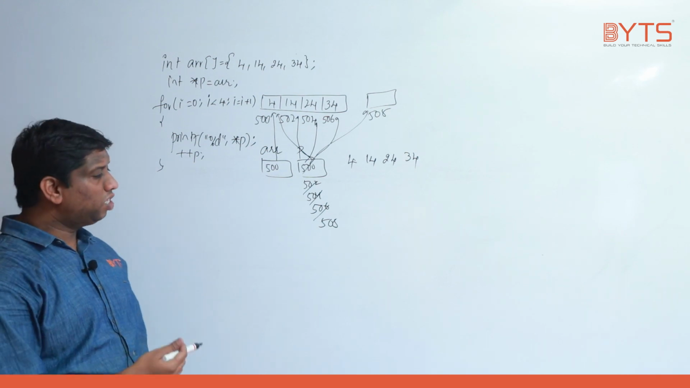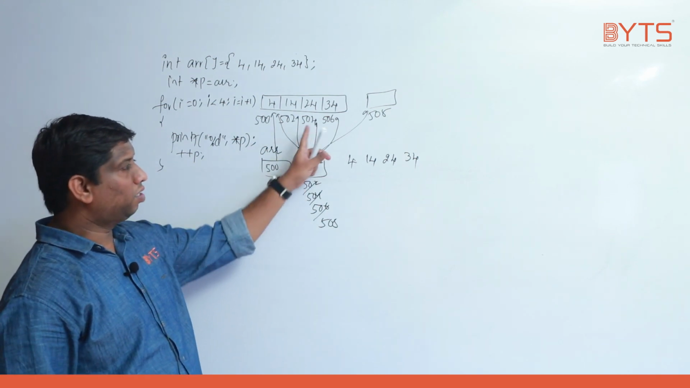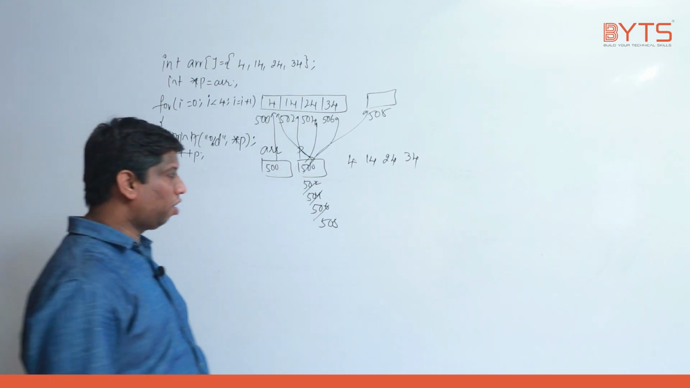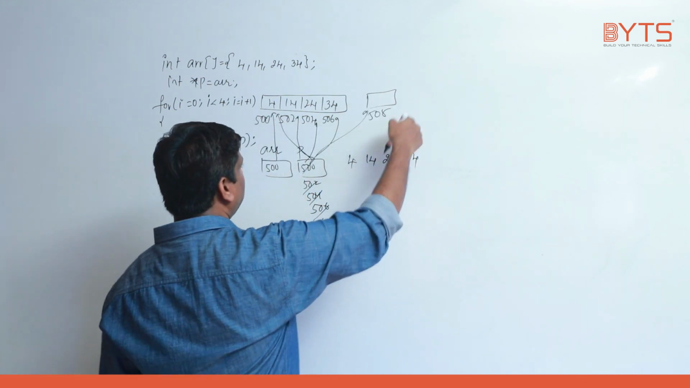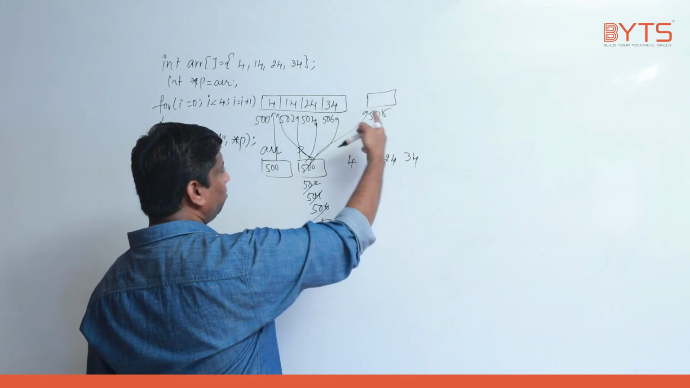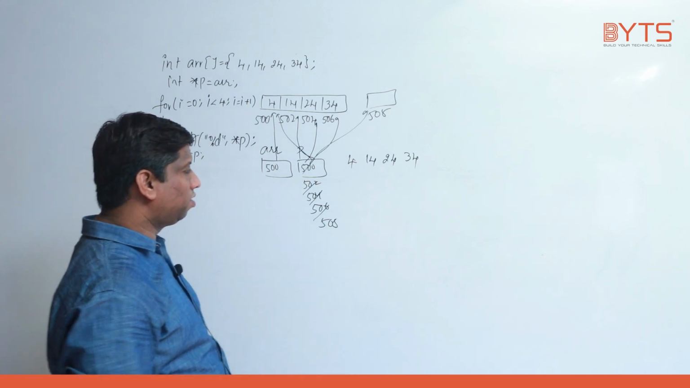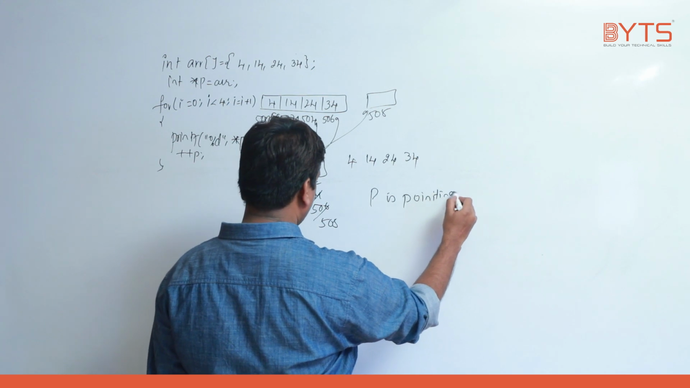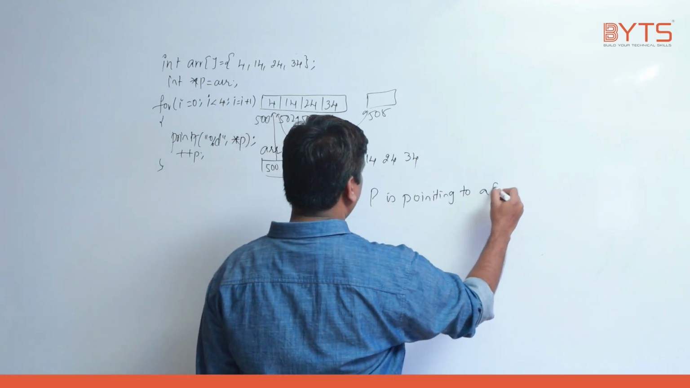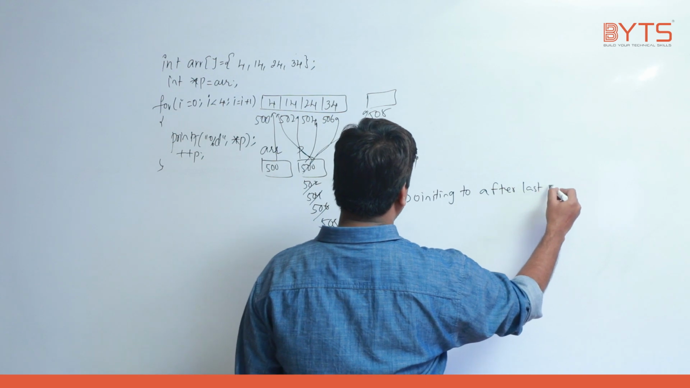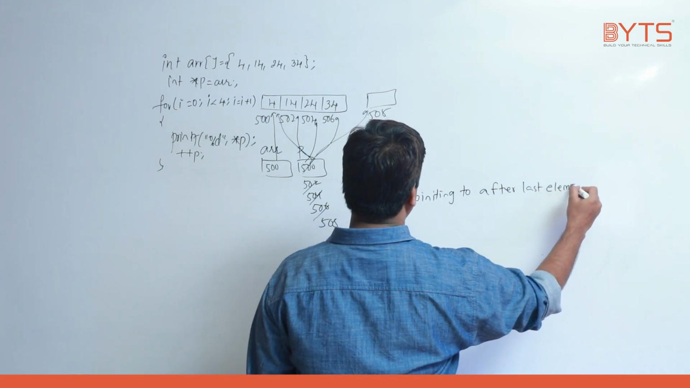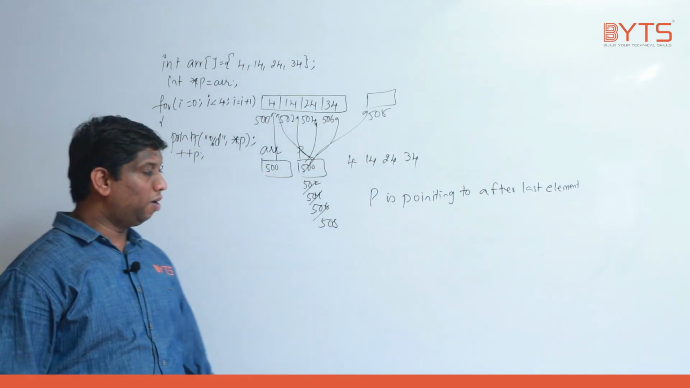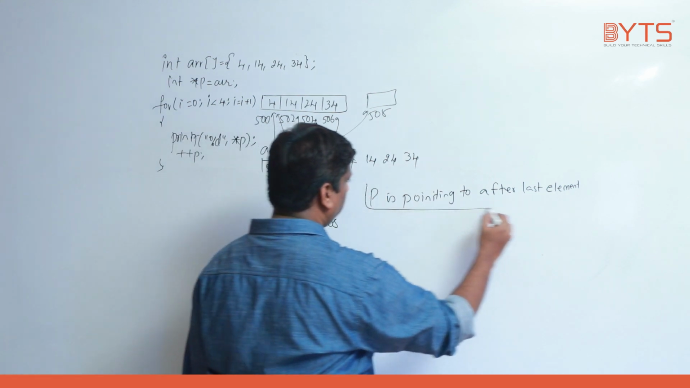Now see, in this program, p is pointing to the after the last element. Understand? If you can think this is an imaginary element as a last element, then p is pointing to this element, right? So what is my intention here? P is pointing to after last element. This is a very important point I am telling. If you can consider this as an imaginary element present in an array, you can tell p is pointing to an imaginary number, right? So this is a very important point.